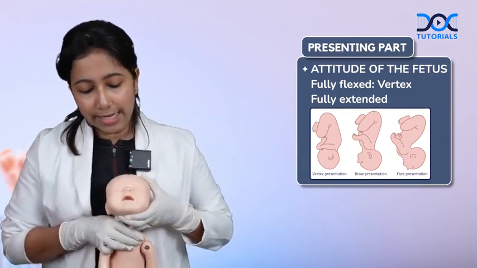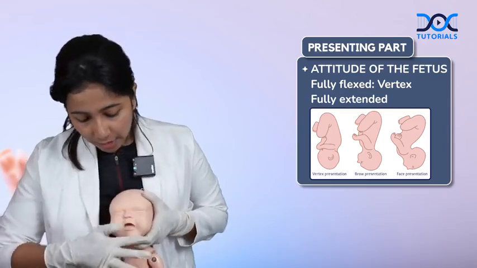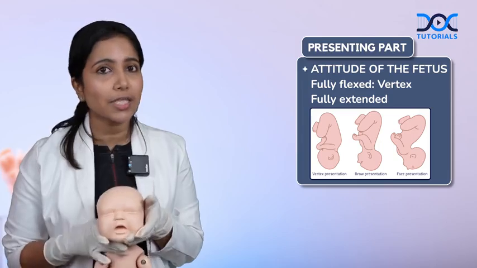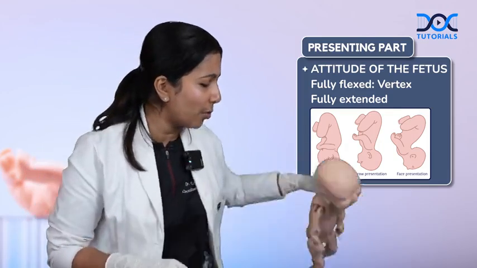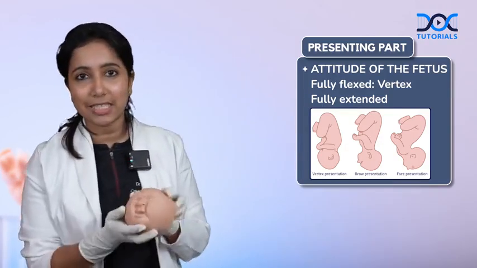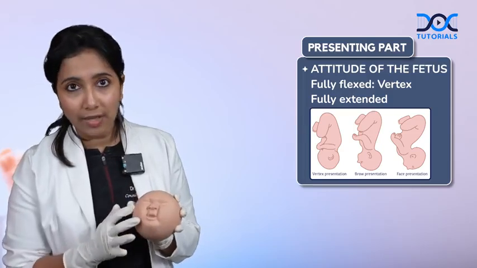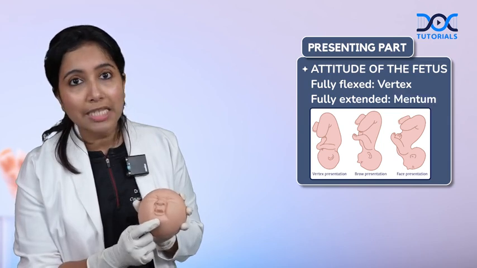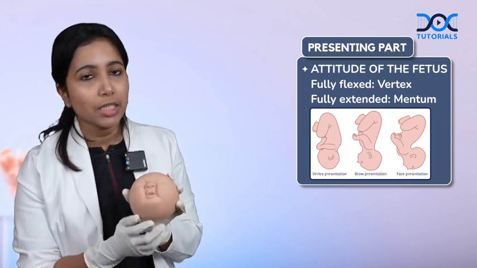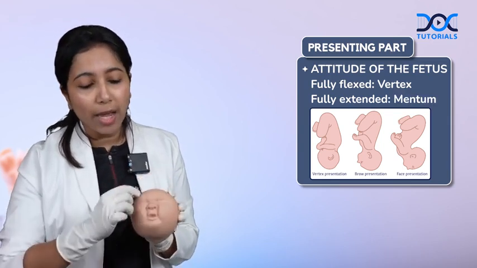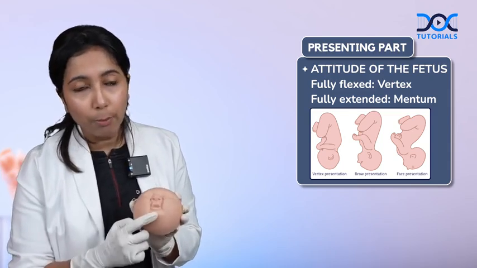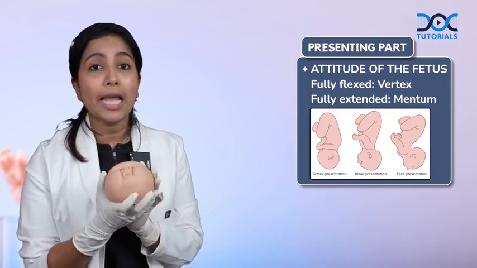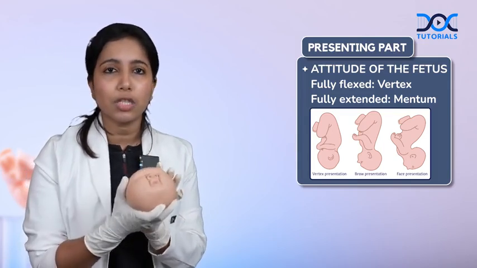Suppose the fetal head is fully extended, this part of the baby is presenting. That is the face of the baby, commonly described as face presentation. If you have a look at the face, the most prominent part is this, the mentum, which is known as the denominator. So in a fully extended head, you have the face as the presenting part with the mentum as the denominator. What is the use of this mentum? The mentum will help you to assess the position of the baby.